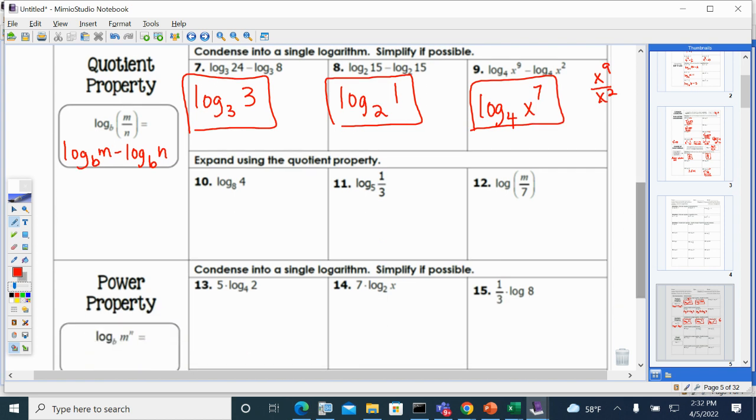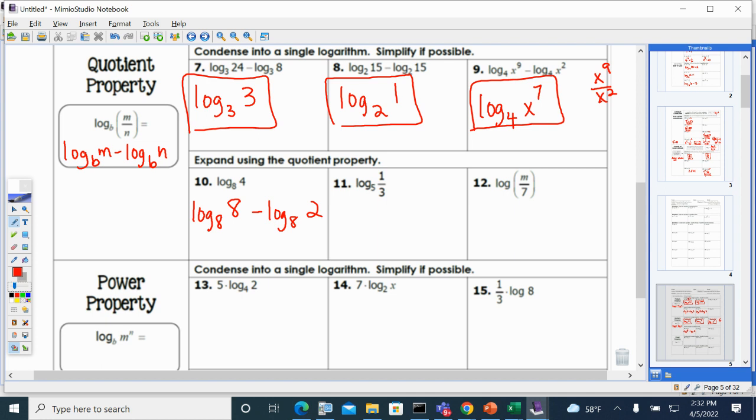And in 10, 11, and 12, we're going to do the opposite of that. We're going to expand using the quotient property. So log base 8 of 4. What I want to do is expand this using the quotient property. So there's going to be subtraction. So two numbers that divide to equal 4. Again, there's lots of options. I might use 8 and 2. 8 divided by 2 is 4.